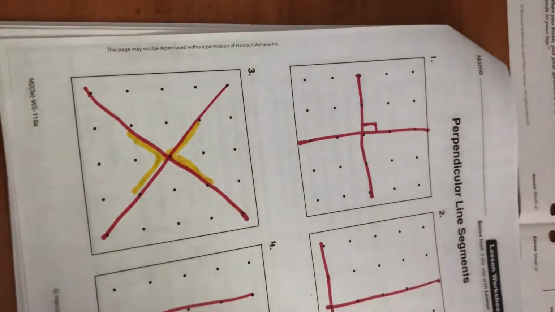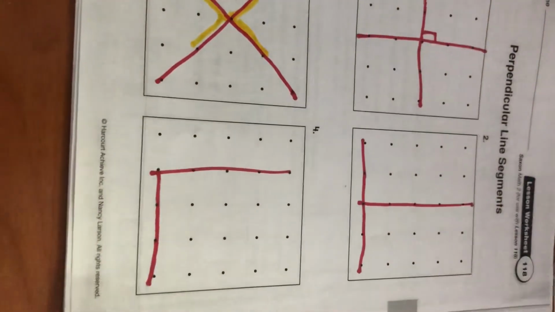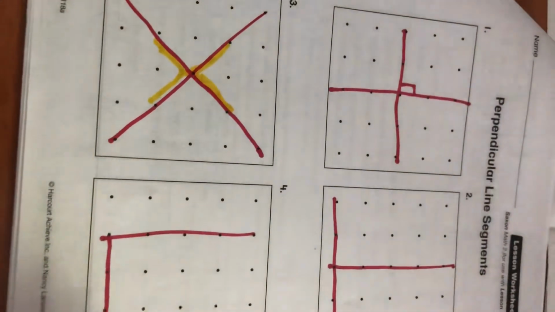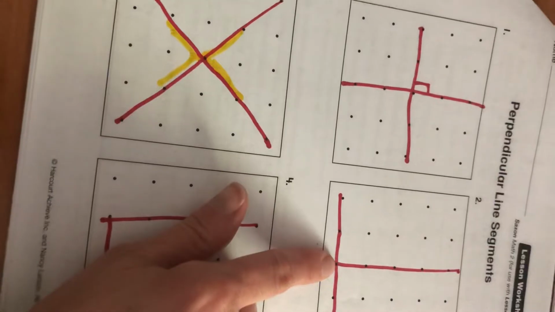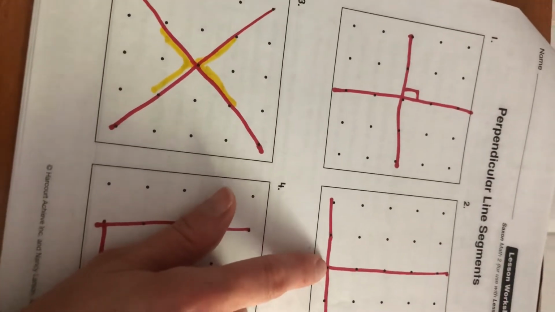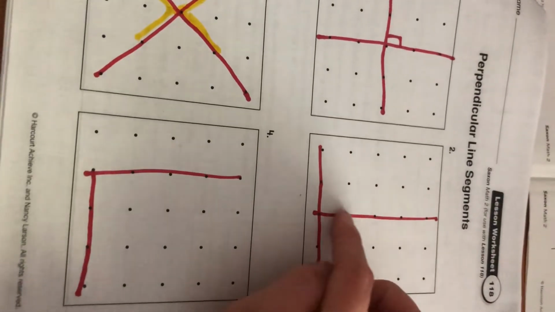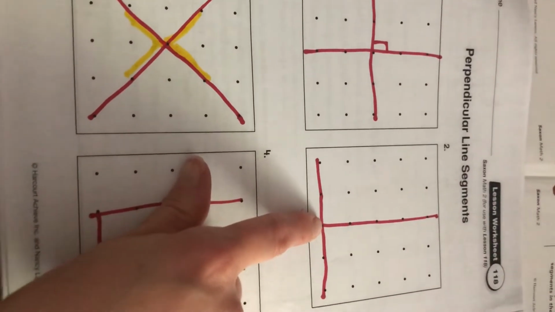What's interesting about perpendicular line segments is that perpendicular line segments also meet up. They meet at a corner, but they like to stop and chit-chat at the corner. So if you take a look here, we have a vertical line and a horizontal line that hang out. They meet up at this corner.